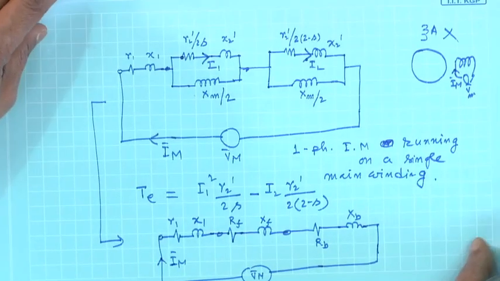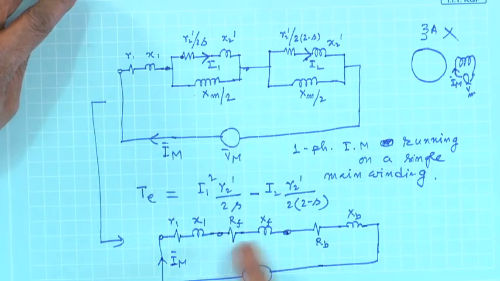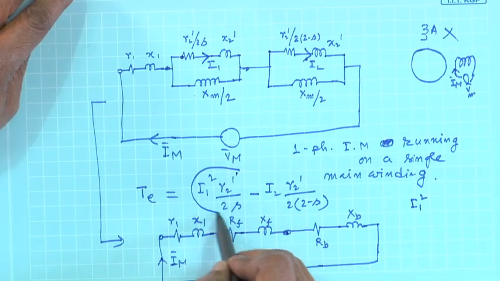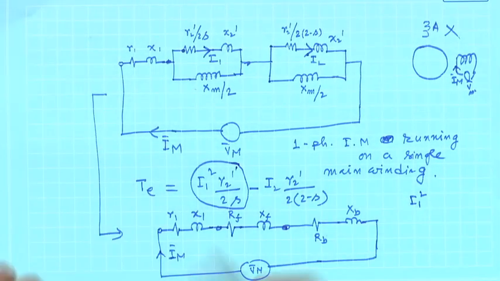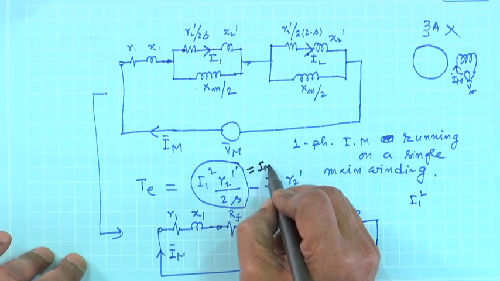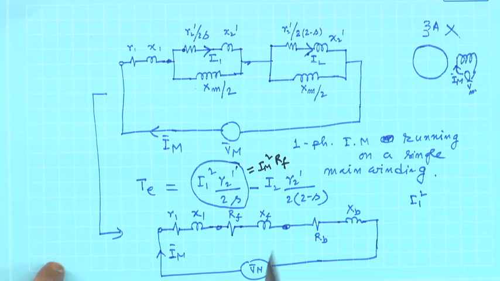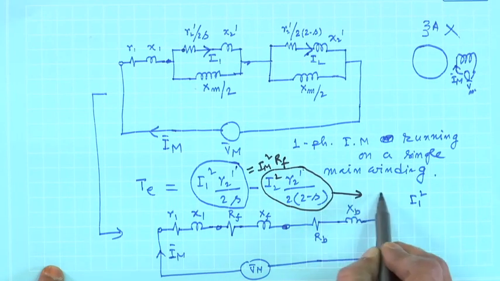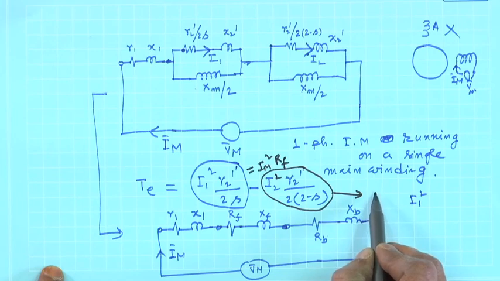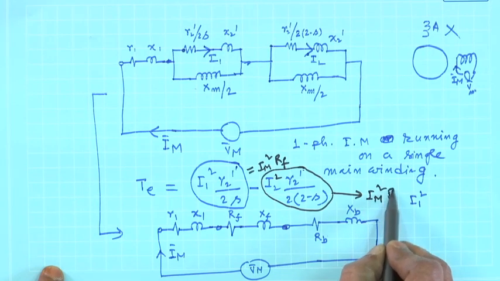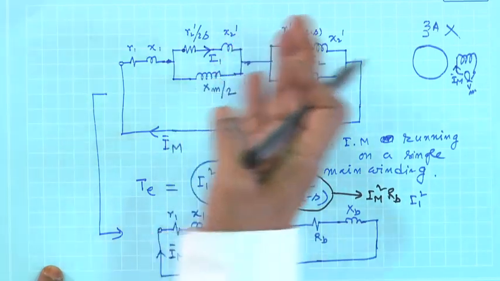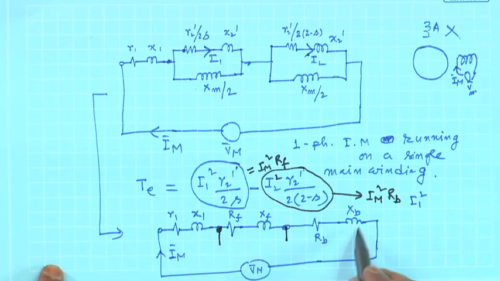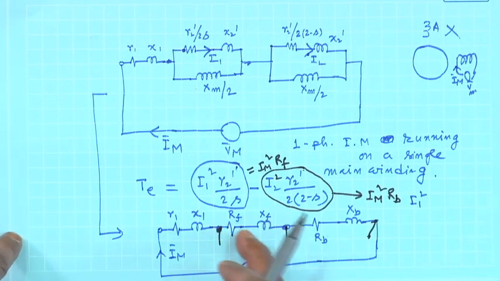Now, the moment you do this, it is obvious that I 1 square into R 2 dashed by 2 s will be nothing but equal to I m square into R f, because they are equivalent. Similarly, this current square into R 2 dashed by 2 into 2 minus s is nothing but I m square into R b. You can do it like this or you can also do it like this. This is as if the voltage applied across the forward motor, and this is the voltage applied across the backward motor. So, this way also it can be done.